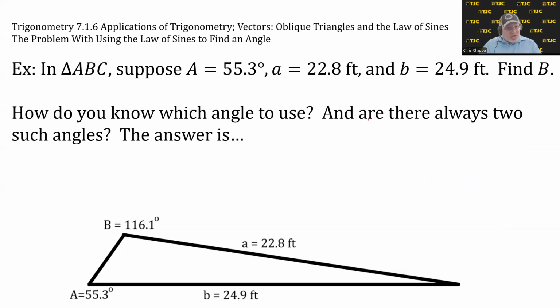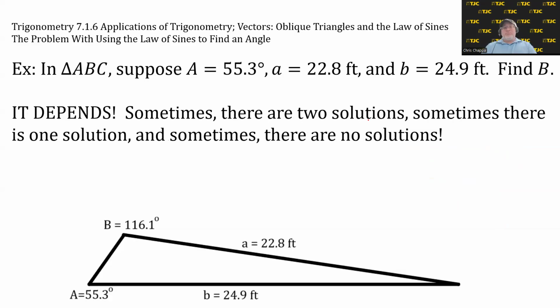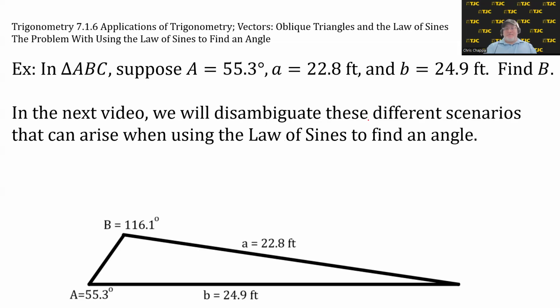Which now begs the question, how do you know which angle to use? Are there always two such angles? And the answer is, it depends. Sometimes there are two solutions. Sometimes there's just one solution, and sometimes there's no solutions. So when you're using the law of sines to find an angle, it's not just do the math and get an answer. It's do the math and be aware that there may be two solutions, one solution, or no solutions. Now, in the next video, we will disambiguate these different scenarios that can arise when using the law of sines to find an angle. But at the very end, the summary is going to be keep in mind that there's two angles and see which, if any of them, work.